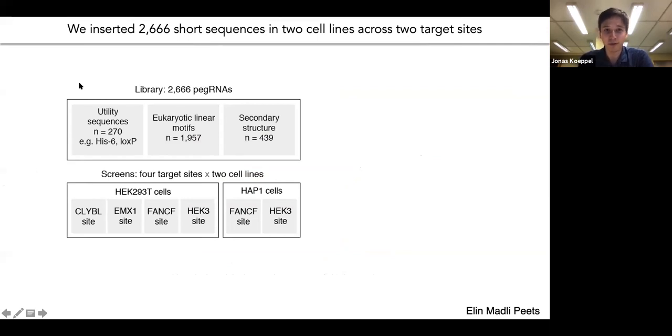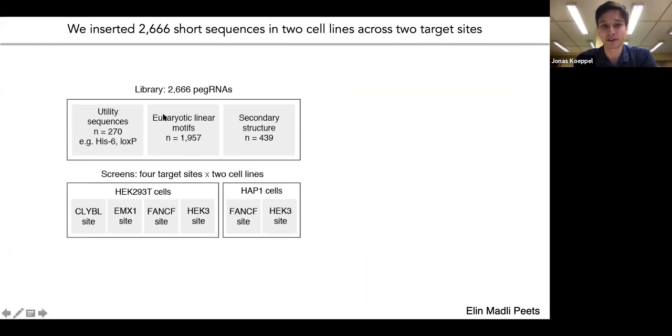So what did we do? We designed a library that contains around 2,600 sequences. And what type of sequences do we have? We have utility sequences. So these include all sorts of tags, recombinase sites, and just whatever we thought might be useful for people to insert into the genome.